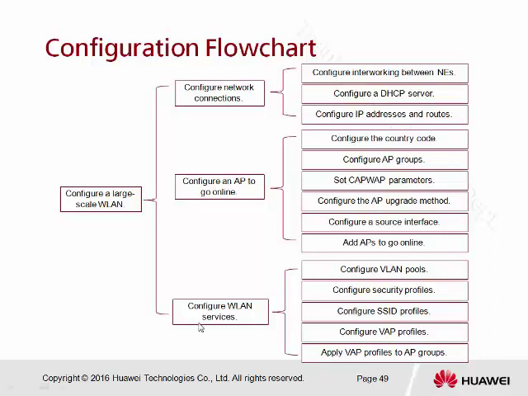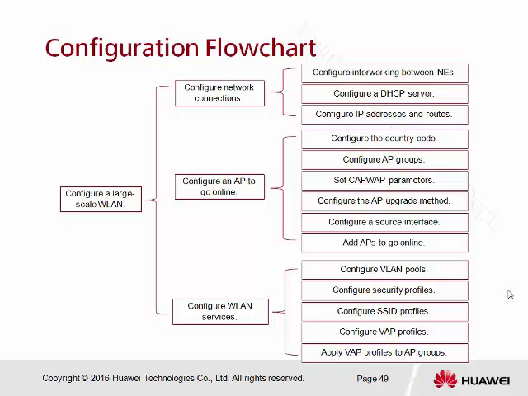Then another step over here. Now we can start to configure the WLAN service. First we need to know what the VLAN pool is. Then, what is the security profile from here? You're going to select what kind of security profile to protect your user data, and the way you're using the authentication. They can support WEP, WPA, WPA2.